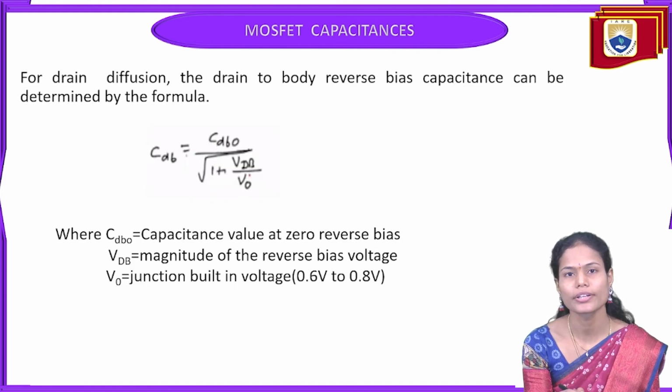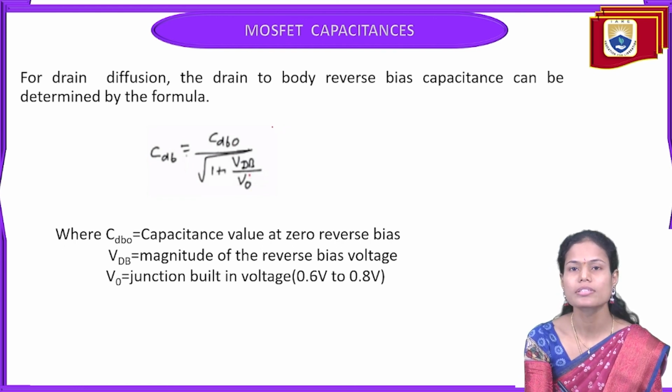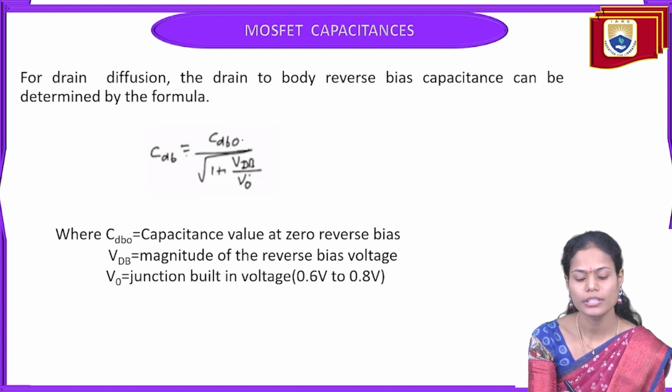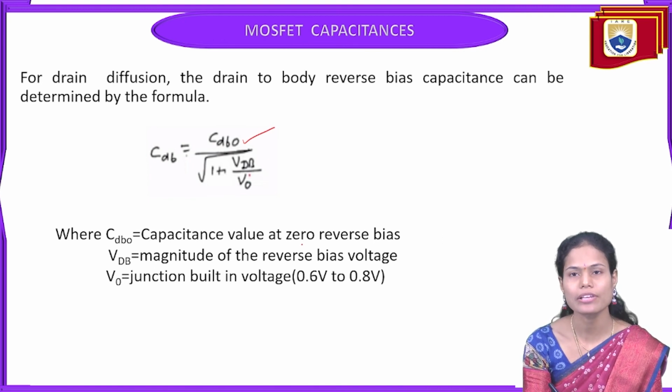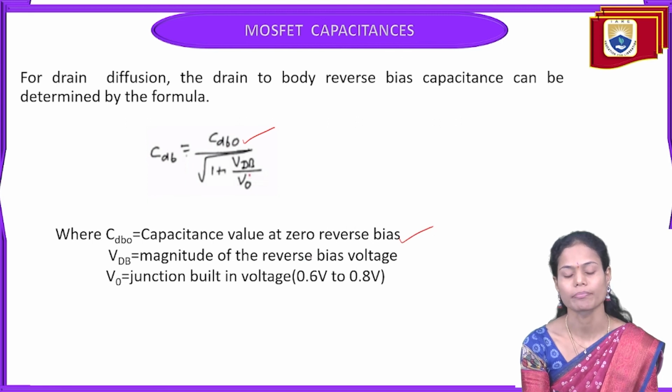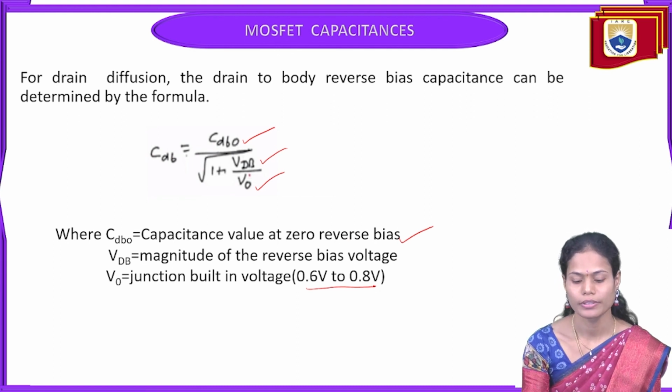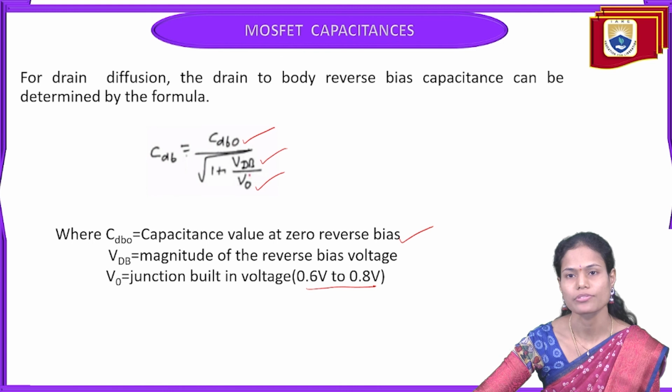And similarly, if we calculate the drain to body capacitance, whenever the reverse bias is applied to the MOSFET, in that case it is similar to the source to body capacitance. The only difference is that instead of CSBO, we have CDBO here. Where CDBO is nothing but the capacitance value at zero reverse bias condition, and VDB is the magnitude of the reverse bias voltage that we apply between the drain and body regions, and V0 is the junction built-in voltage, which also ranges from 0.6 to 0.8 volts here. So these are the two junction capacitances which exist across the two junctions of the MOSFET.